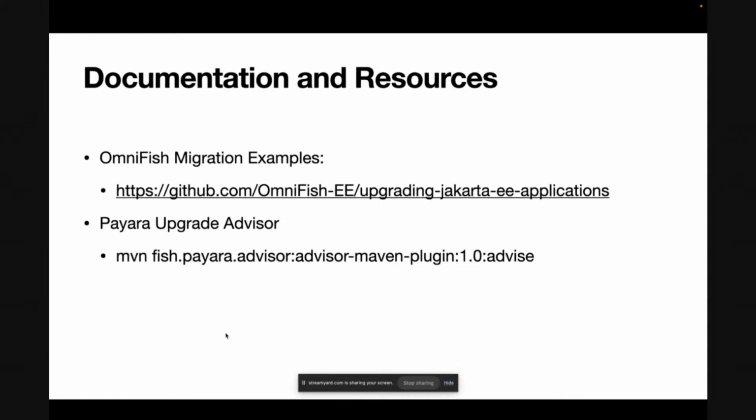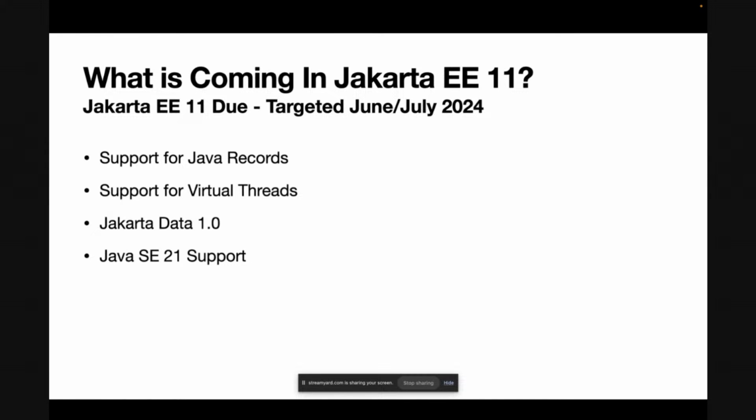So with all that said, there's some documentation and resources out there that are quite helpful. If you go to the OmniFish repository on GitHub, they've got some great examples of migrating from EE8 to 10, and they run through these different tools as well. Very useful. Like I said, the Pyro Upgrade Advisor, there's a blog post and some information on that online if you want to get more information about it.